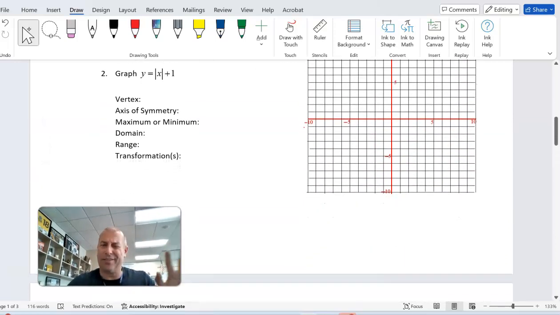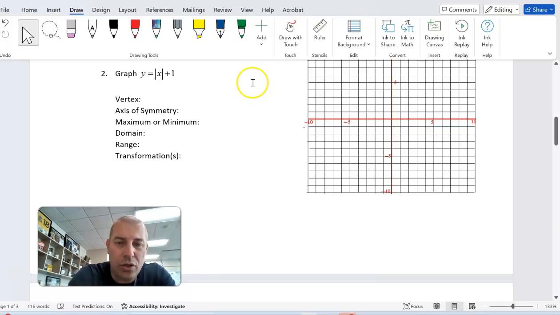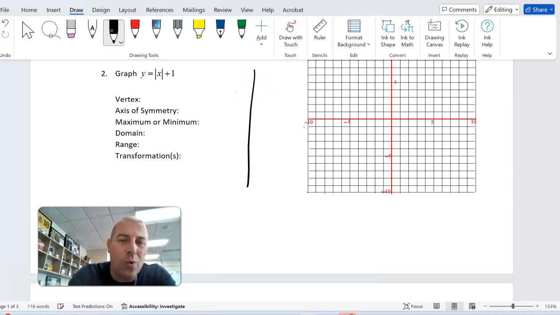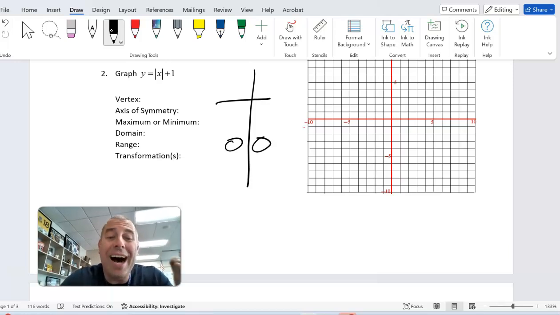Let's go back to problem number 2. This is a good one. Here we kind of look at it. So when it comes to making our graph here, we're always going to use 0, 0 to get started, unless things move from left to right.